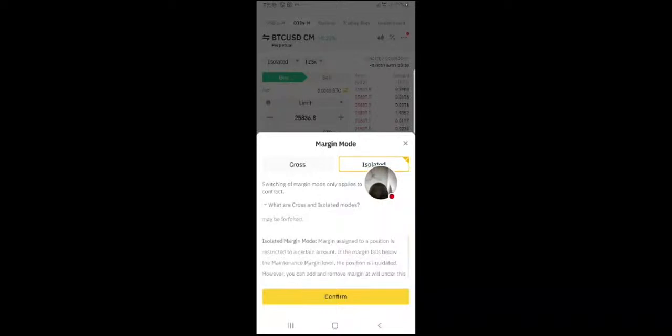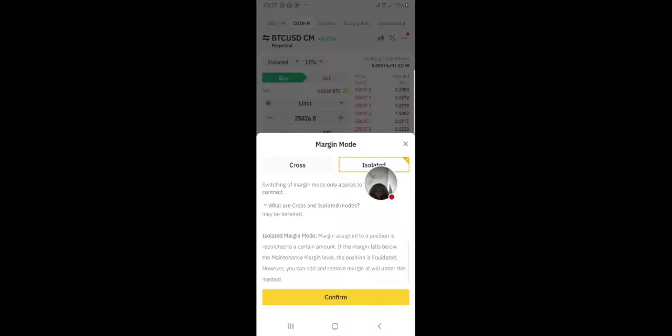Isolated margin means margin assigned to a position is restricted to a certain amount. If the margin falls below the maintenance margin level, the position is liquidated. However, you can add or remove margin at will under this method. Very clear and concise.